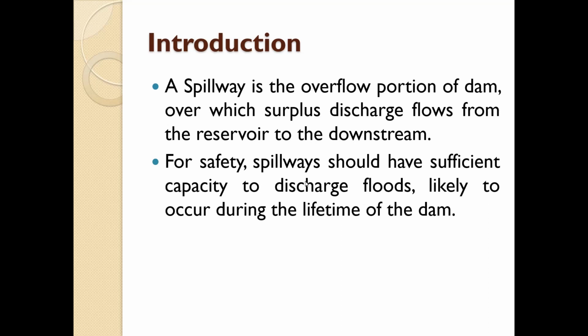and if the maximum reservoir level has been crossed by the water, obviously it will flow from the upstream side to the downstream side. So the spillway plays the role in that particular thing. This is the overflow portion of the dam over which the surplus discharge flows from the reservoir to the downstream. For safety, the spillway must have sufficient capacity to discharge the flood likely to occur during the lifetime of the dam.